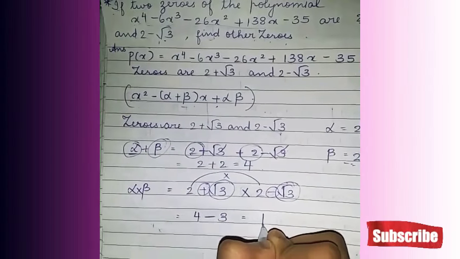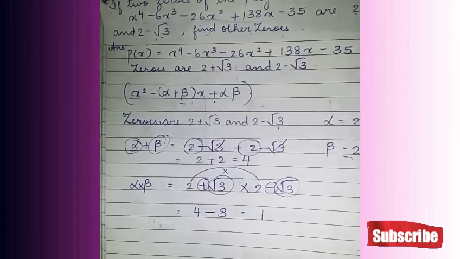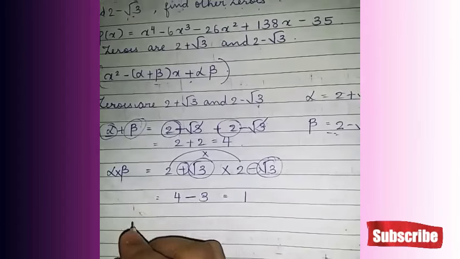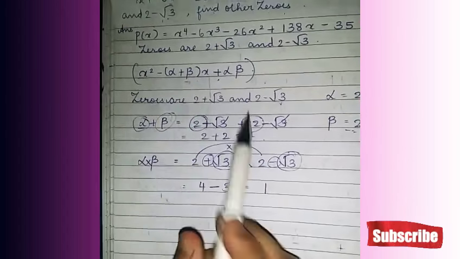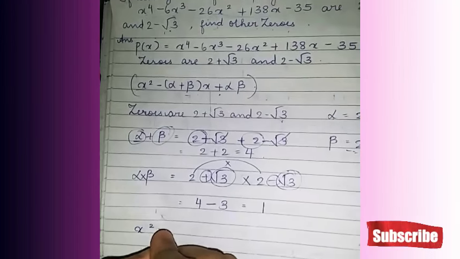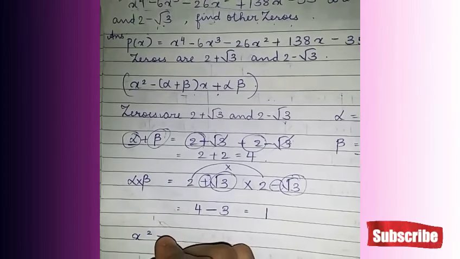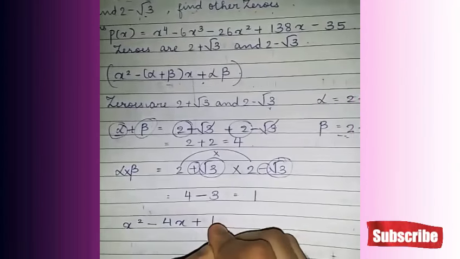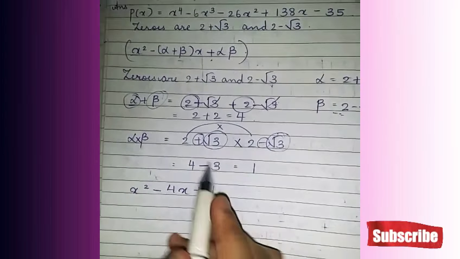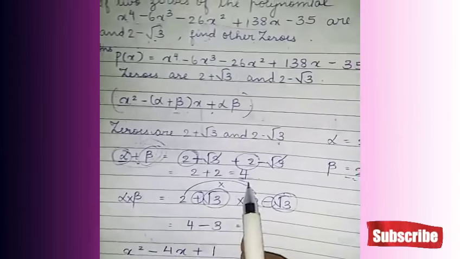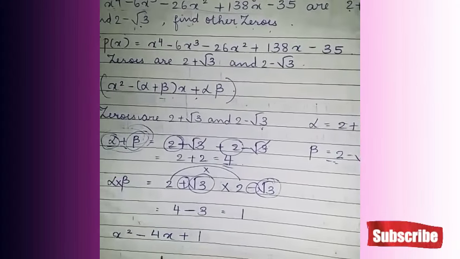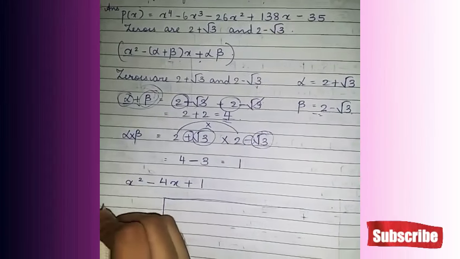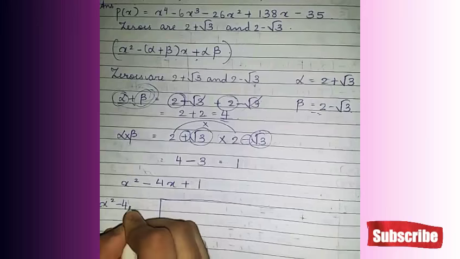Now we have the equation x square minus 4x plus 1, because alpha plus beta we got as 4, alpha beta we got as 1. Now this is the equation we got, and p of x is given as here.